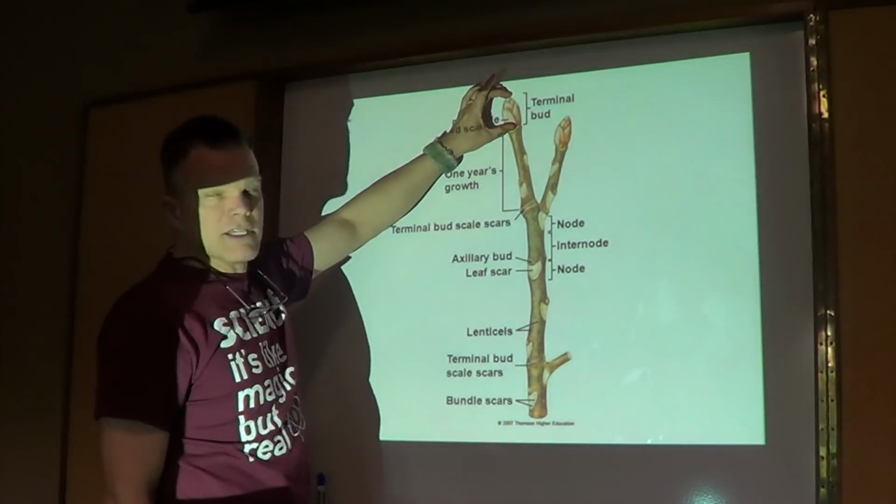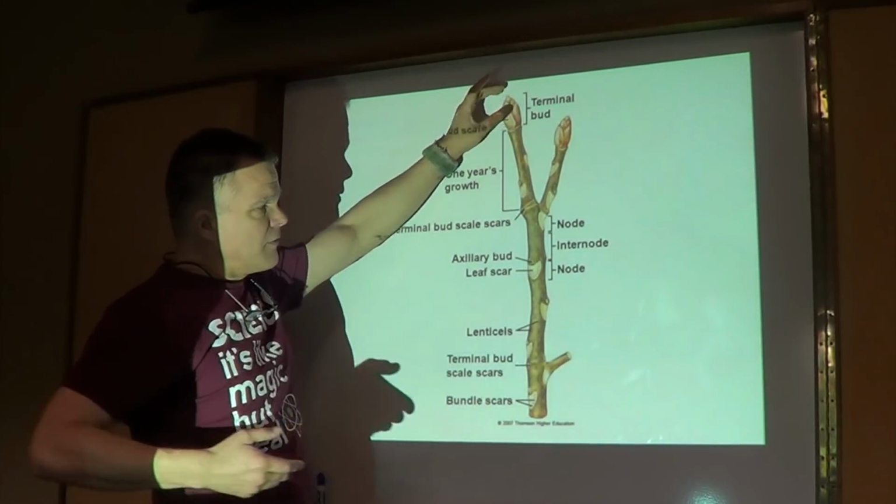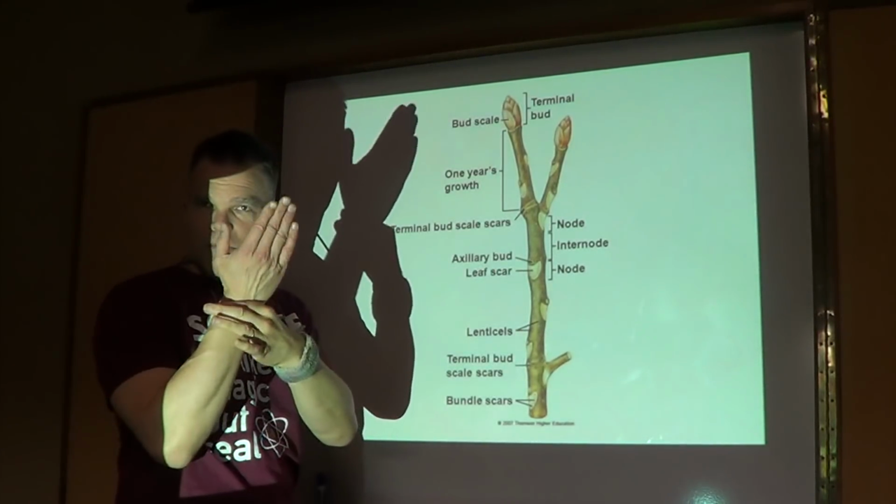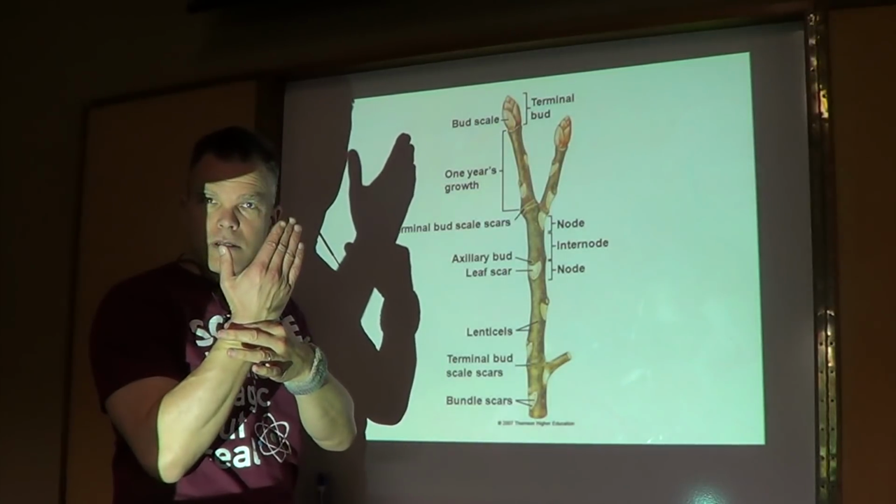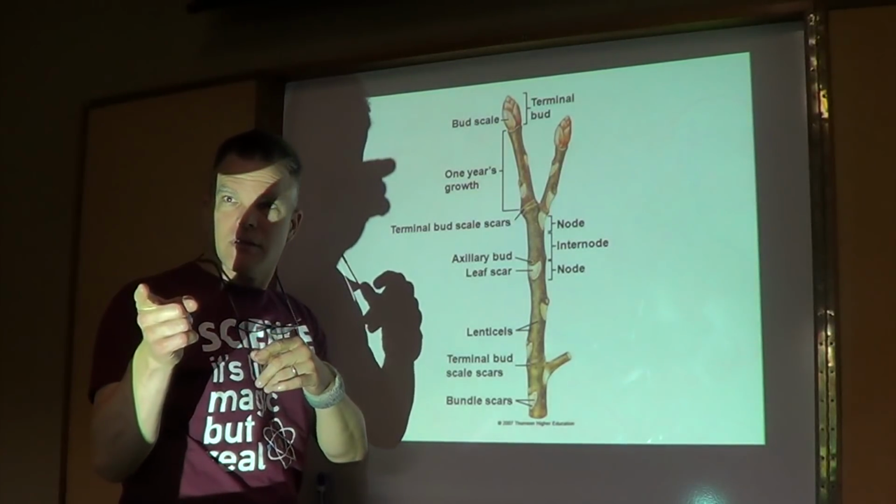There are buds at the tip. There are two types of buds. There are the axillary buds, those are the ones that we saw before where the leaf attaches. And the other one is the terminal bud.